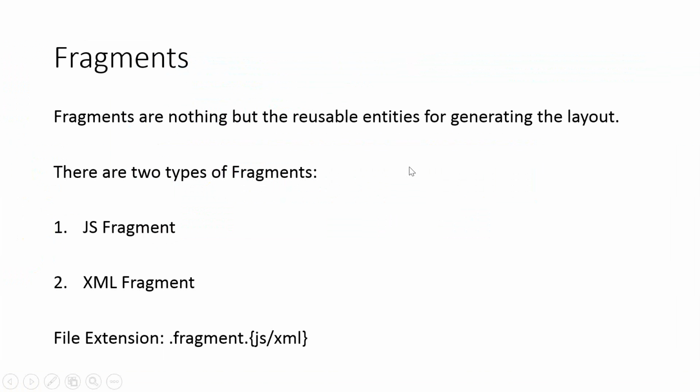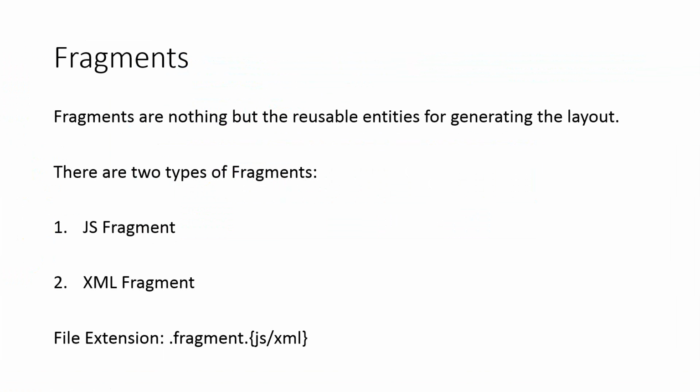So basically, I'm going to generate a part of a layout as a separate file, and then I'm going to insert it wherever I want. So that's how we can simply explain the fragment. There are two types of fragments, like I have told you. One is the JS fragment, and another one is the XML fragment. For the JS fragment, use the JavaScript mode of development, and for the XML fragment, use the XML mode of development.